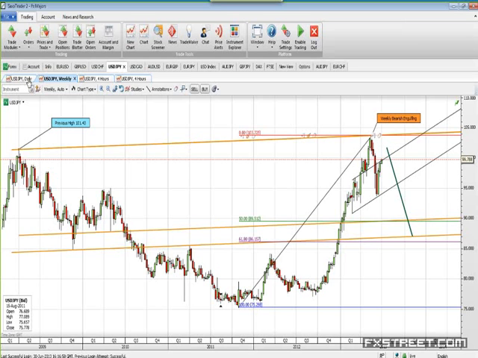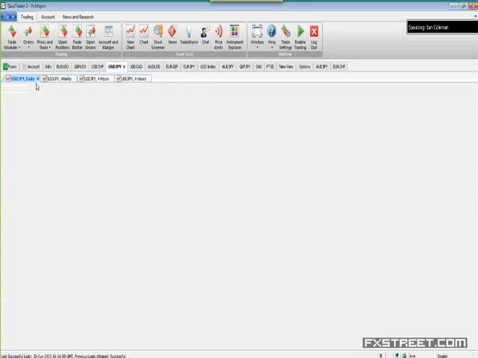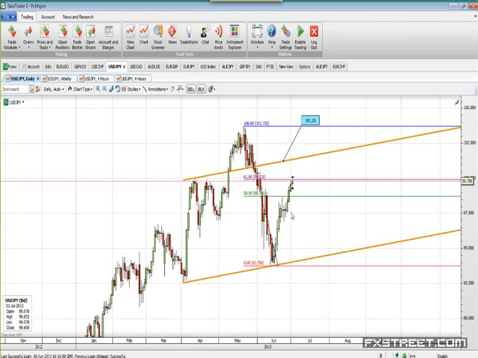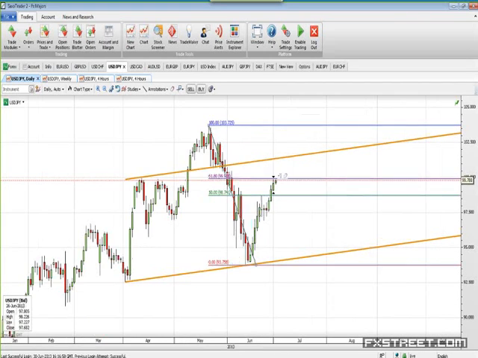Just hit 61.8% this morning. Let's just get rid of that, of the last sell-off. So an aggressive sell-off can be seen in 5 waves: 1, 2, 3, 4, 5, and then a 3-wave pattern higher. But I don't think this is finished yet.